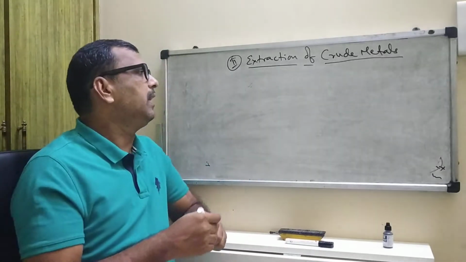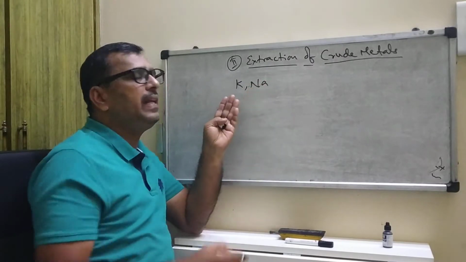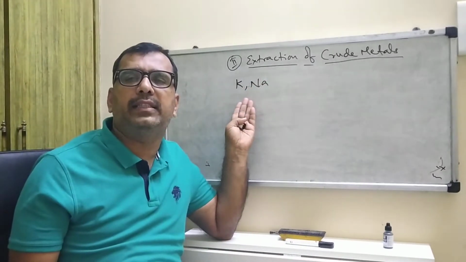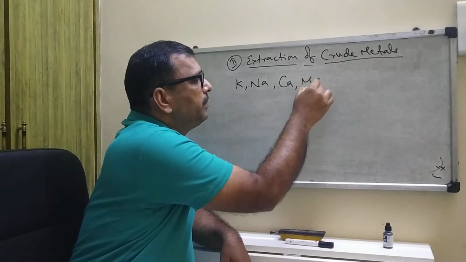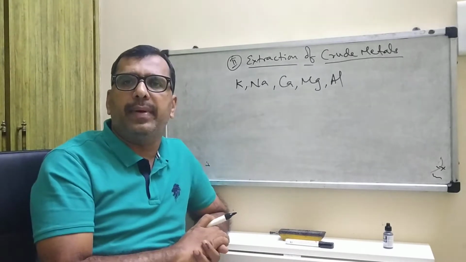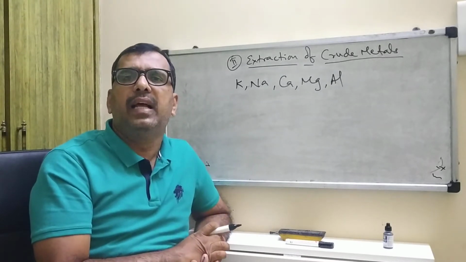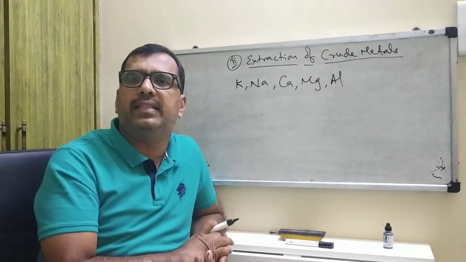So first, suppose you take potassium. These are highly reactive metals: potassium, sodium, calcium, magnesium, and aluminium. These are highly reactive metals. We can call it the high reactivity series. In this activity series, these are highly reactive in nature.